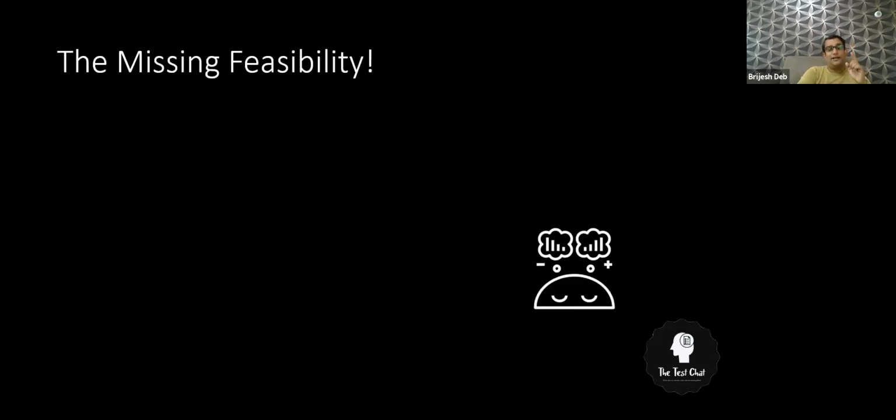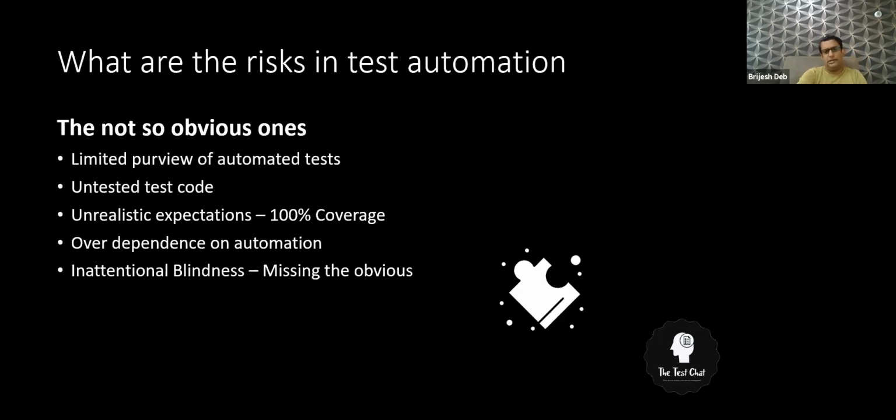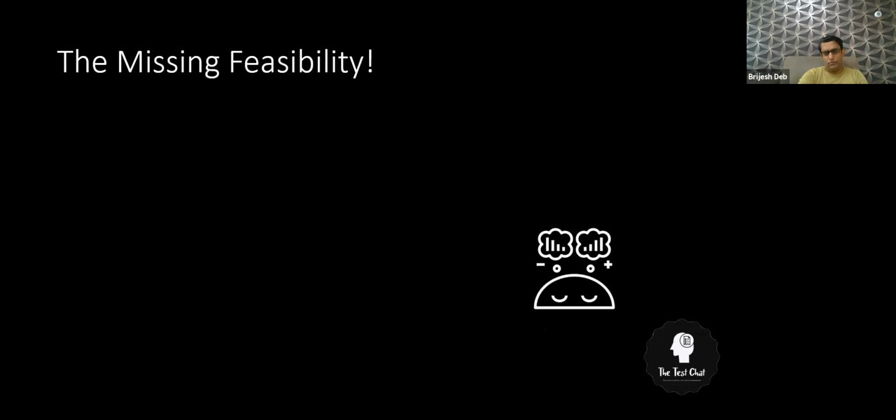Okay, but before that, there's something really important that I want to talk about: the piece where I was talking about building unrealistic expectations. There is something that we don't do very often, and that is something called feasibility analysis. Feasibility analysis is an exercise which, in my opinion, needs to be done every time you think of automating your tests.